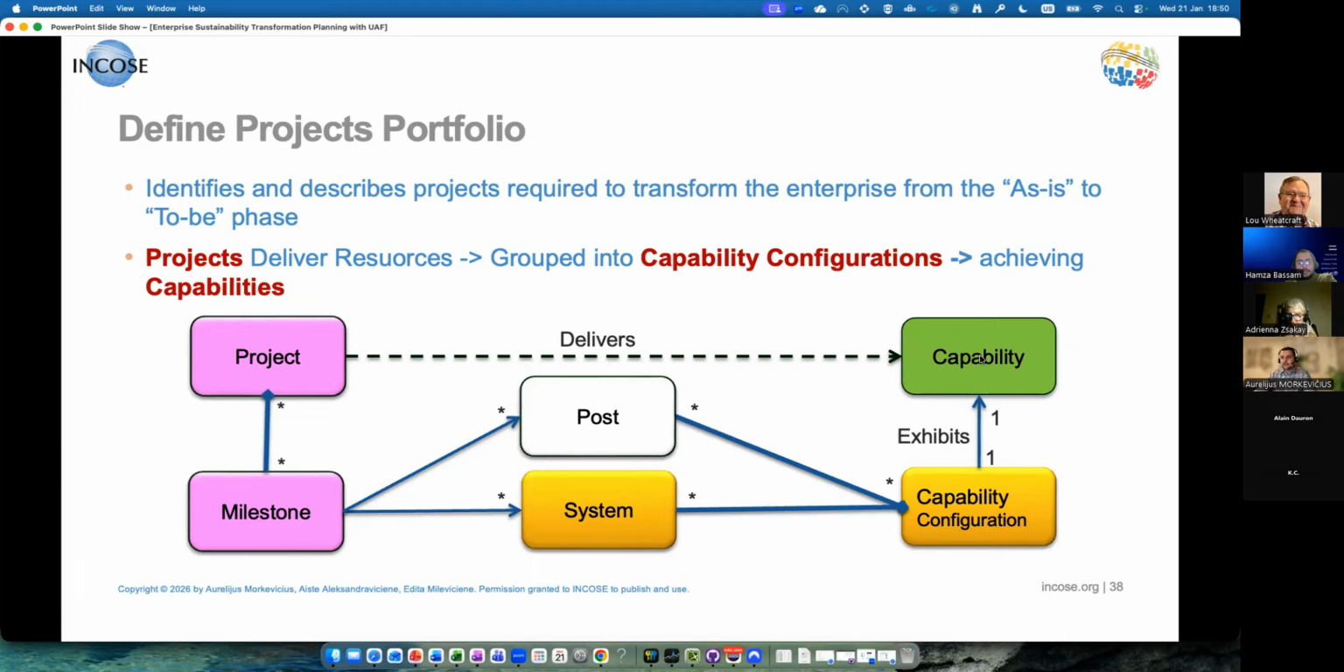exhibit the capability. The milestone is really the point at which the resource is delivered and the capability becomes available. And as you can see, it's the human resource and also the system resource shown here, that together are combined in the capability configuration to exhibit the capability.